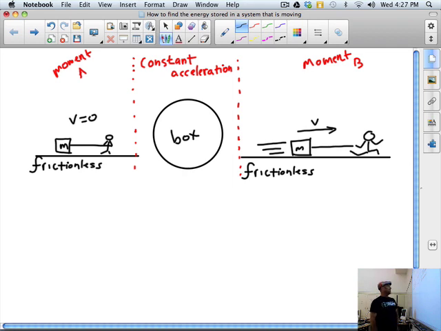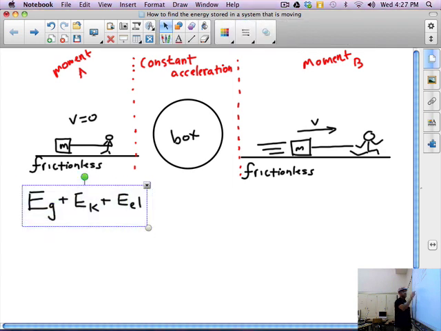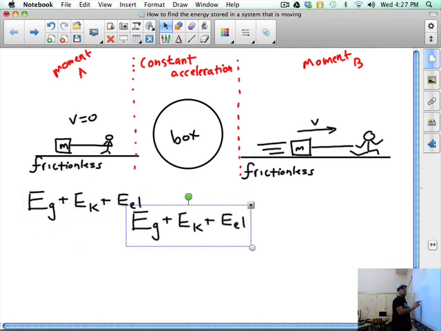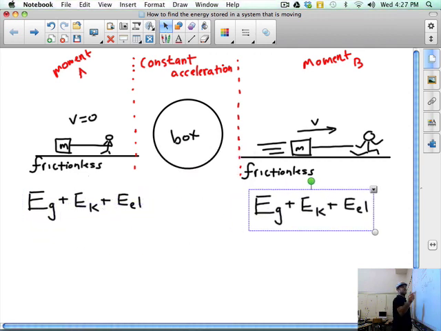Now within our box system, let's see if we've got any energy stored in the system. E.g., E.k., E elastic. All right, and I'll copy that over to the end as well. So our system in the beginning, our system in the end.